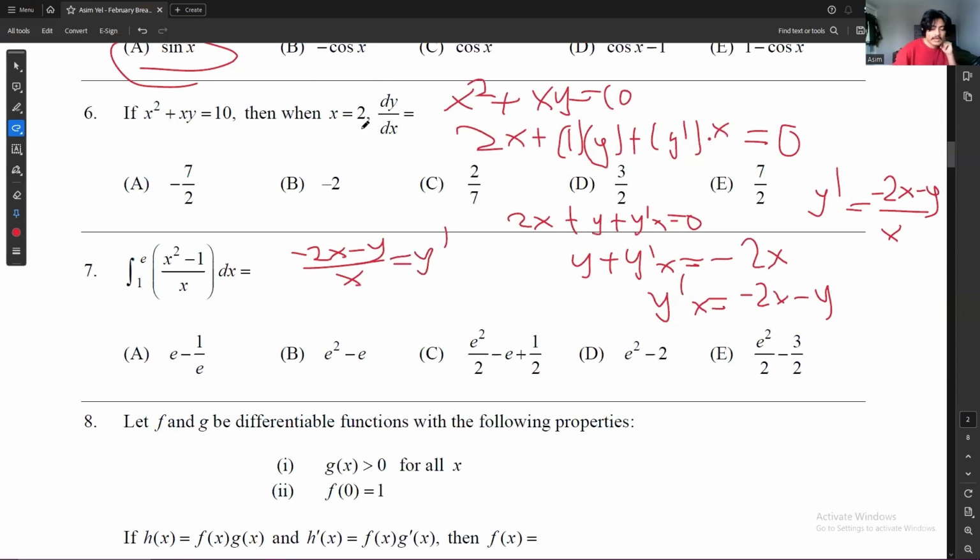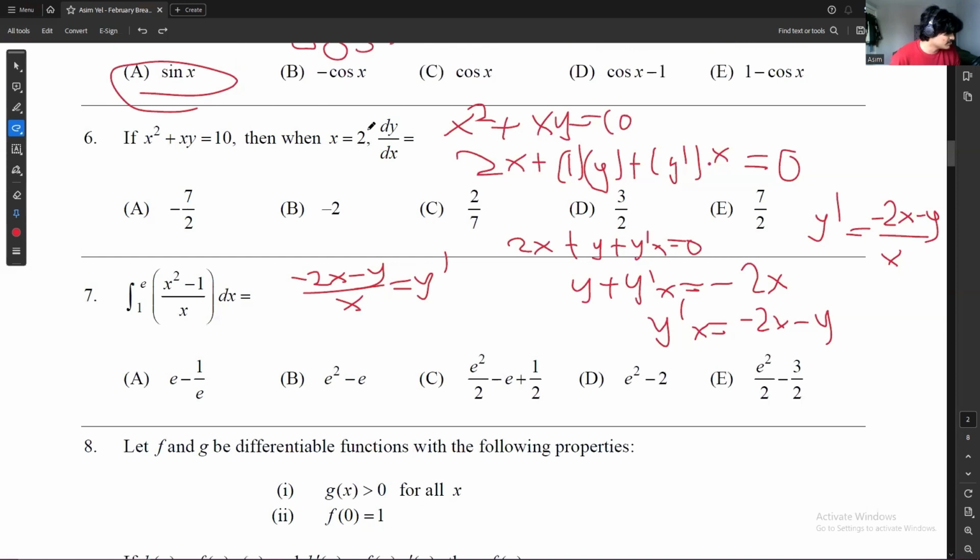So now we have a little bit of a problem over here. We got the derivative, but there is also another variable, y, which we don't know. We're going to plug in x, but we're not going to get the answer because we don't have y. So how are we going to get y? Just plug x into the original function to get y. So 2 squared plus 2y equals 10. Subtract 4 from both sides, 2y equals 6. Divided by 2, y equals 3. Now we have our y and our x.